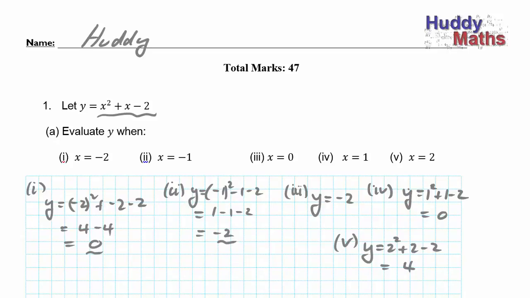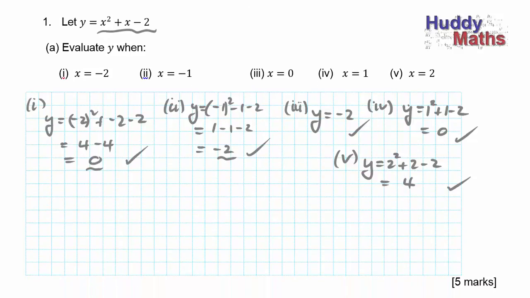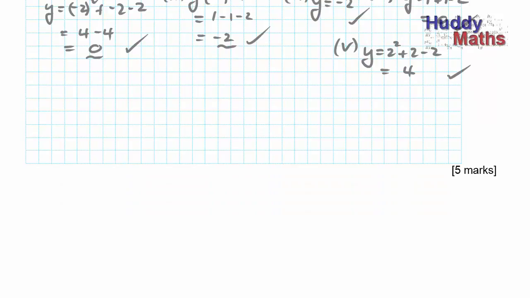Now we have to put those on a table over on the next page. So all of these were, of course, worth 1 mark each. 1, 2, 3, 4 and 5. So mark your work. It's out of 5 there. So come down and let's have a look at this next little part of this question where we had to fill in the table.